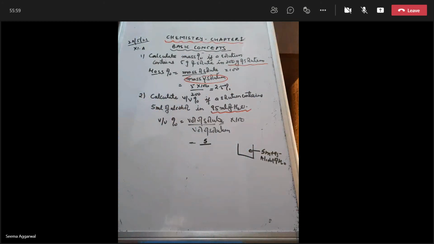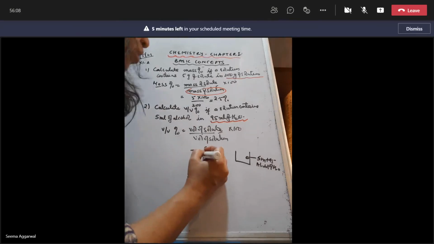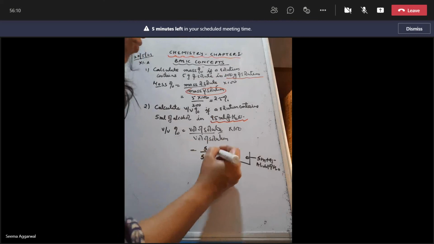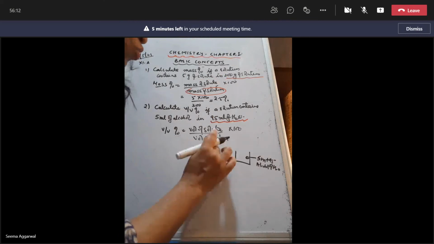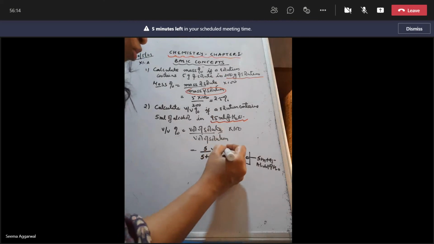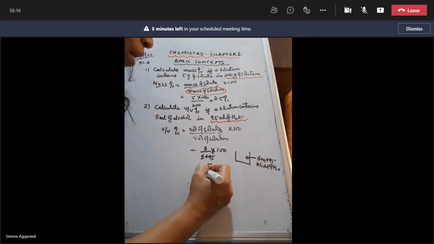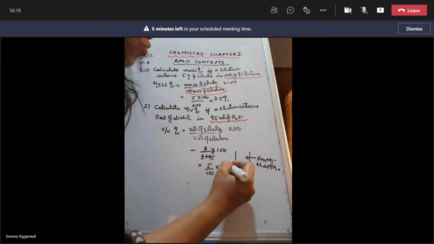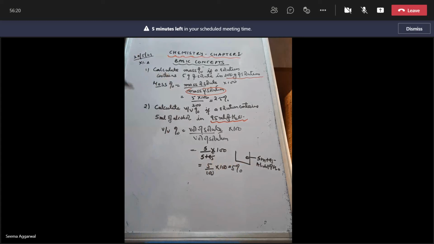So this is our trick which you can do wrong. You have to keep in mind, we have to take the solution. So total solution will be 5 plus 95, that is 100, into 100% means out of 100. So that is 5 upon 100 into 100, which is equal to 5%. Okay.